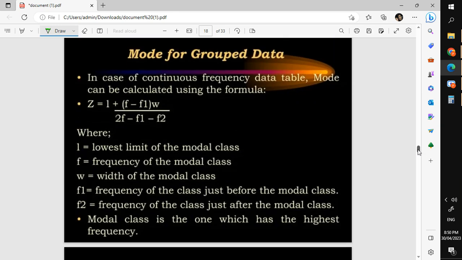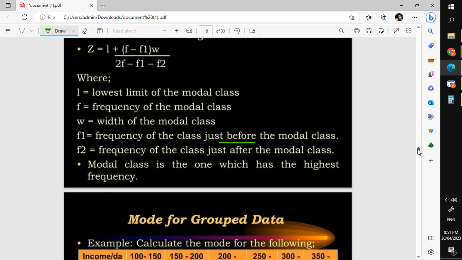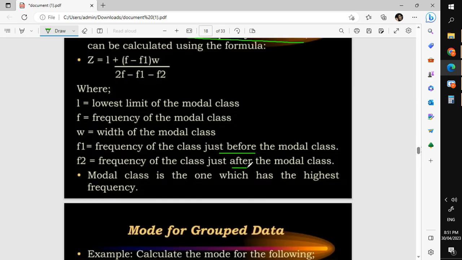Okay? Now, mode for the group data. So in case of continuous frequency data table, mode can be calculated using our formula. Z is equal to L plus F minus F sub 1 times W all over 2 times F minus F sub 1 minus F sub 2. So L here, it's the lowest limit of the modal class. Okay, F is the frequency of the modal class. W is the width of the modal class. F sub 1 is the frequency of the class just before the modal class. F sub 2 is the frequency of the class just after the modal class.